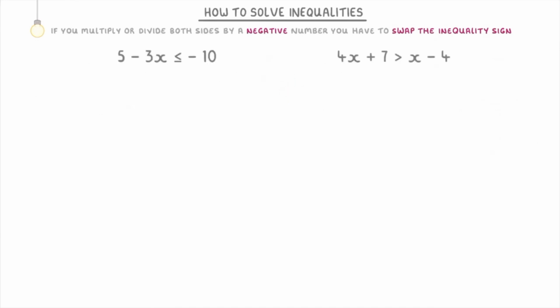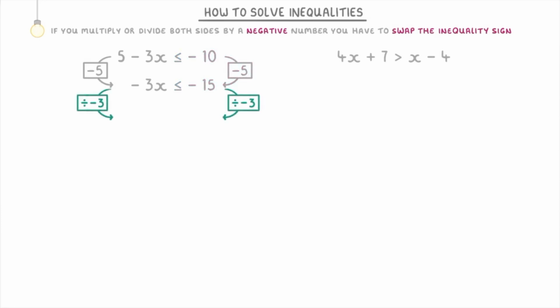Let's try a couple more. For this first one, there are 2 different ways that you could do it. One is to subtract 5 from both sides, to get -3x is less than or equal to -15, and then divide both sides by -3 to find that x is more than or equal to 5. And if you didn't notice, we swapped our inequality sign around here because we were dividing by a negative number.